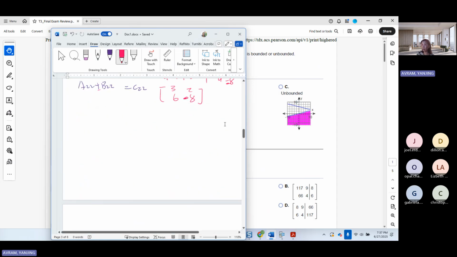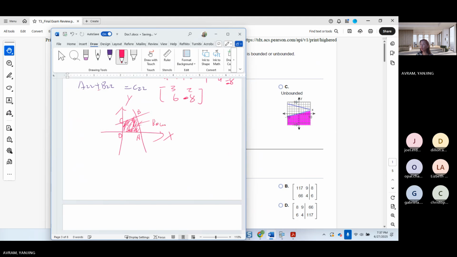Okay, so if I have X and Y and then this one, so I have 0, A, B, C. All right, and this is my region of interest, right? Now this region is bounded by the x-axis, y-axis, the line CB and the line BA. So this is called a bounded region.